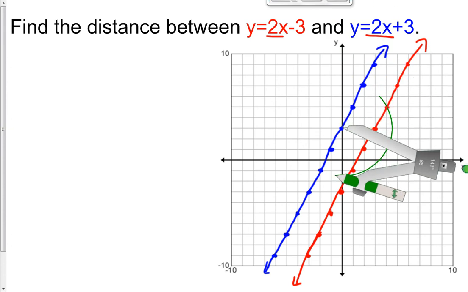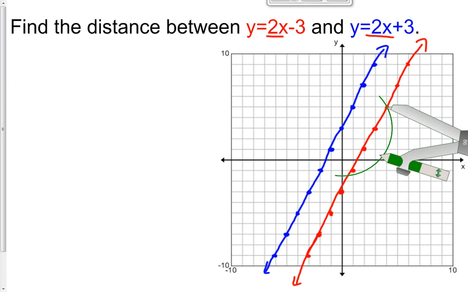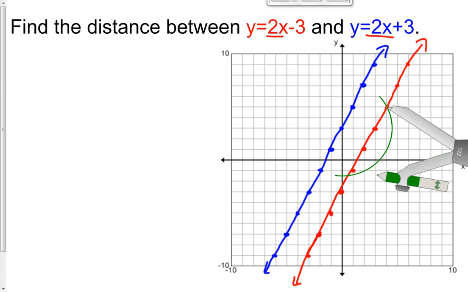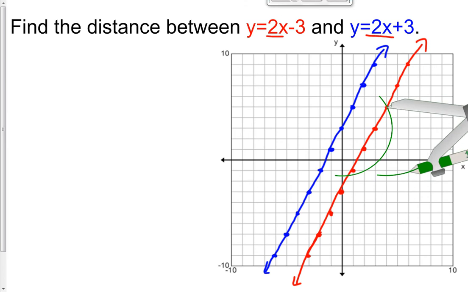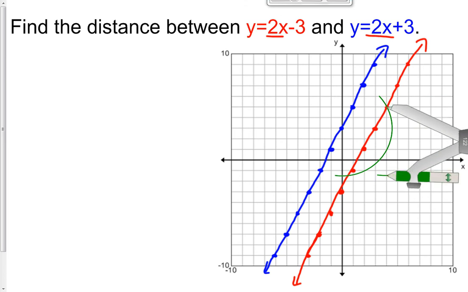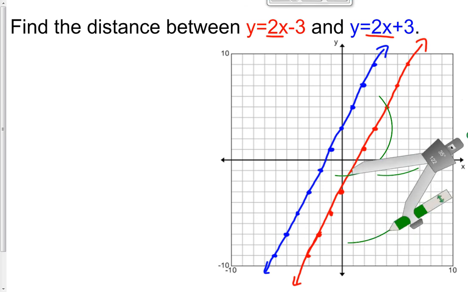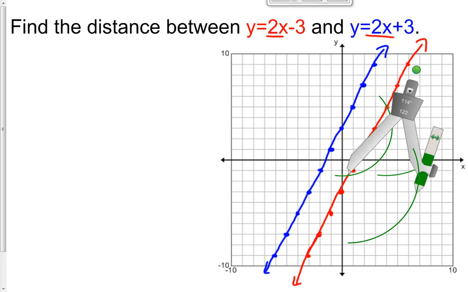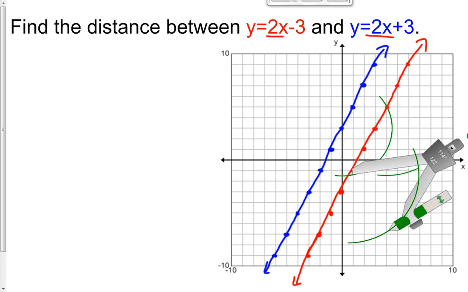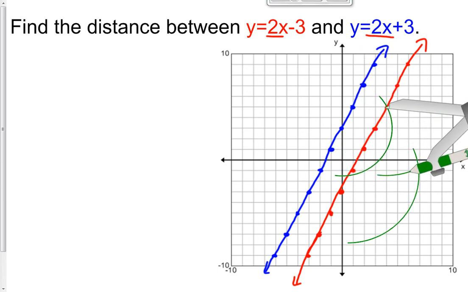And then at each one of these intersections, I'm going to put my needle, open up my compass a little bit, and I'm going to draw an arc below, and then going at this other intersection, I'm going to make the intersecting arc. Whoa. Should have made my other arc a little bit bigger. There we go.